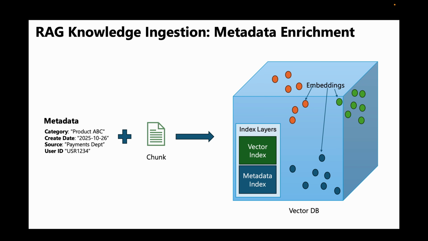When document chunks are ingested into a vector database, we can attach metadata to them, which are key value attributes such as document name, page number, section, author, access level, etc. This metadata acts as descriptive context for each chunk, allowing the system to understand not just what the content says, but also where it comes from, who can access it, and how it should be prioritized.